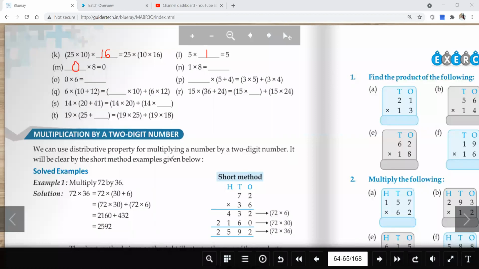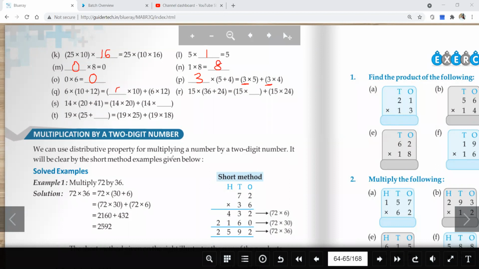If we multiply some number by 0, the answer will come as 0. If we multiply some number by 1, the answer is the number itself. And here this is 3. Here you can see both the numbers have 3. This is the distributive property they have used. They have given you the second step. We have to derive the first step.